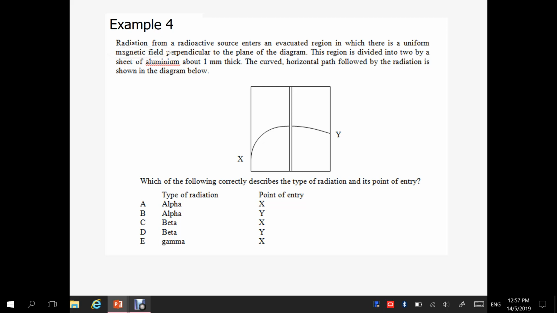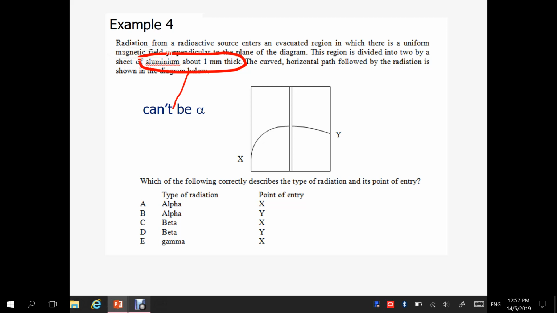Let's take a look at example 4. Here we have a radiation from a radioactive source that enters an evacuated region in which there is a uniform magnetic field perpendicular to the plane of the diagram. It's not mentioned whether the field is into or out of the plane. This region is divided into 2 by a sheet of aluminium about 1 mm thick. So this is aluminium here. The curved horizontal path followed by the radiation is shown in the diagram below. So there is a curved path. Which of the following correctly describes the type of radiation and its point of entry?